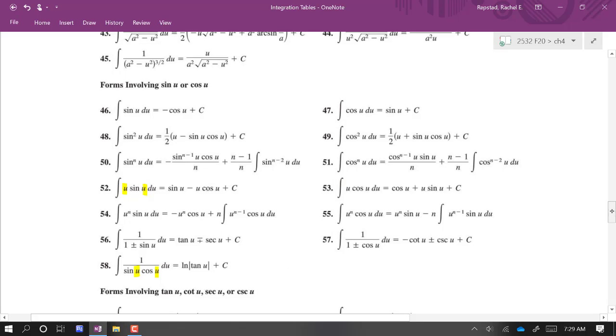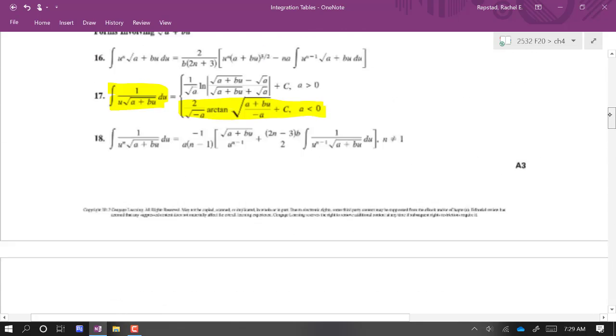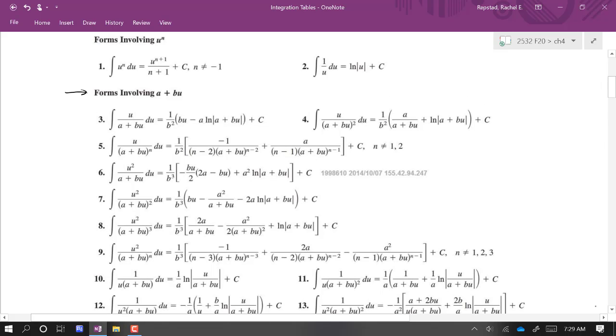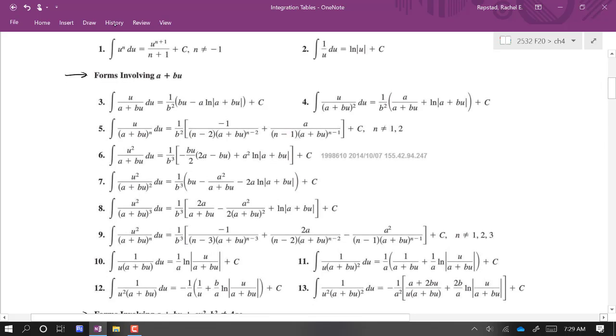And that's right near the beginning. And right up here, I think we've got our formula. So u du up top, and then a plus bu in the bottom. I think formula 3 will work with the right substitution.